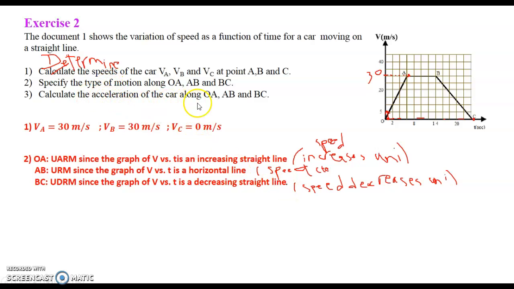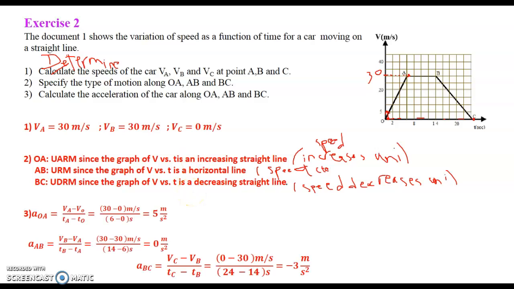Now calculate the acceleration of the car along OA, AB, and BC. Acceleration along OA between positions O and A means that we are looking for the average acceleration. The average acceleration of OA is equal to delta V over delta T, which is V final minus V initial over T final minus T initial. For this range, it is VA minus V0 over TA minus T0. We do the substitutions and get 5 meters per second squared.